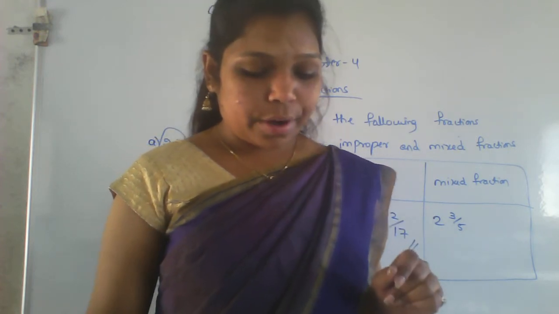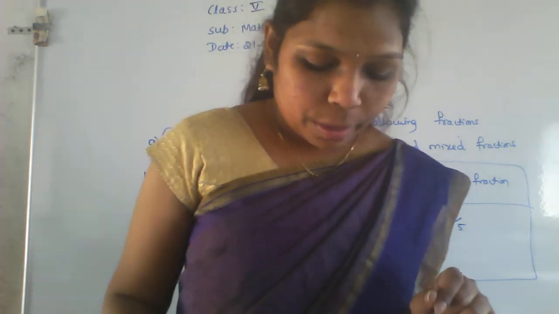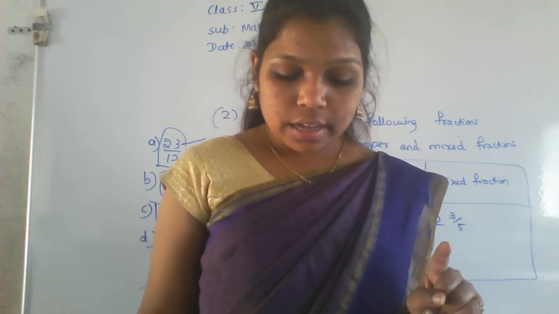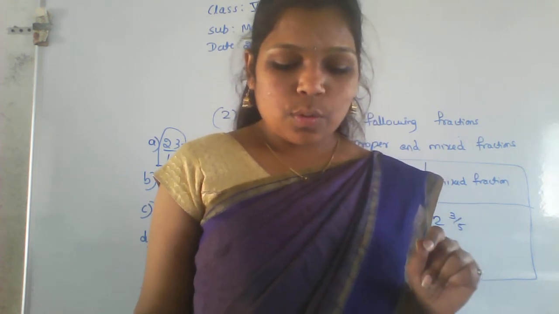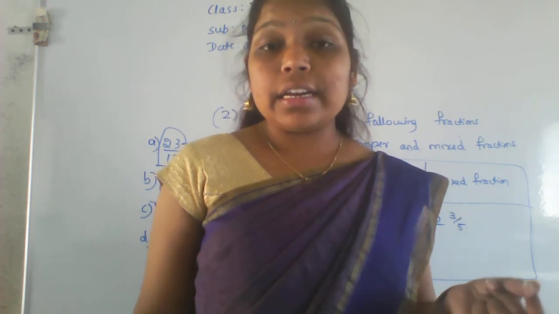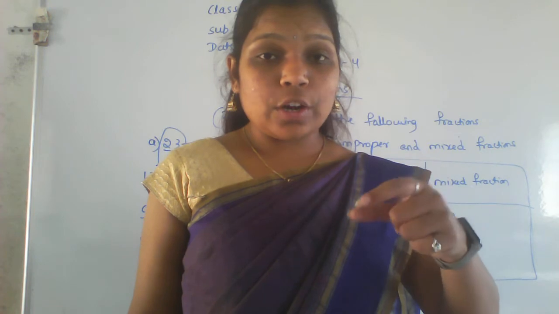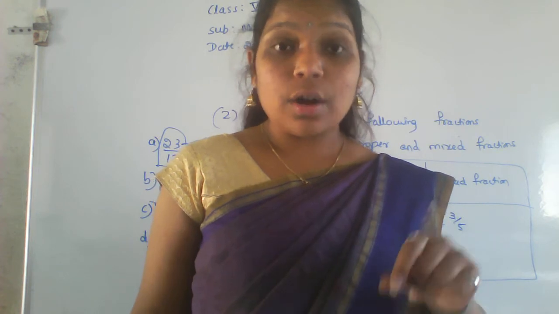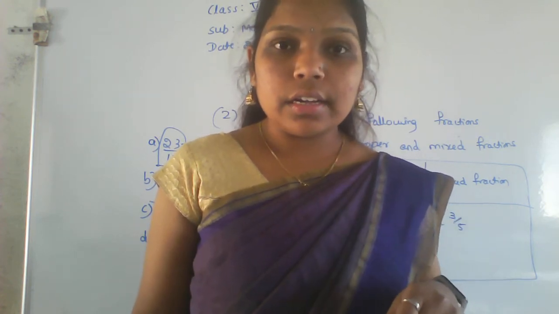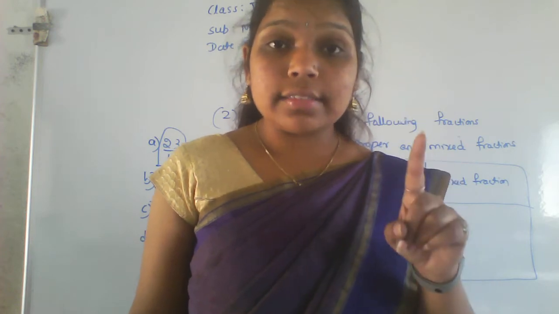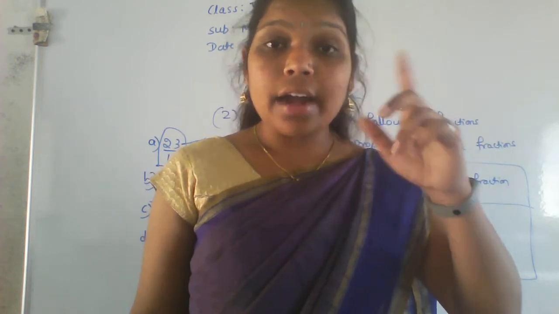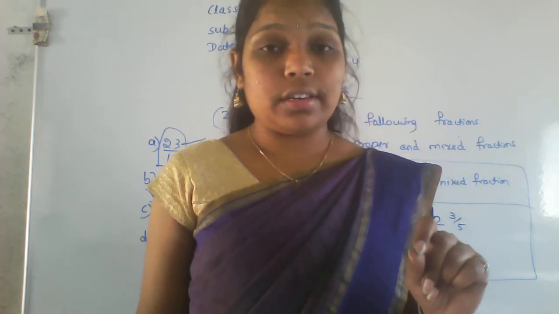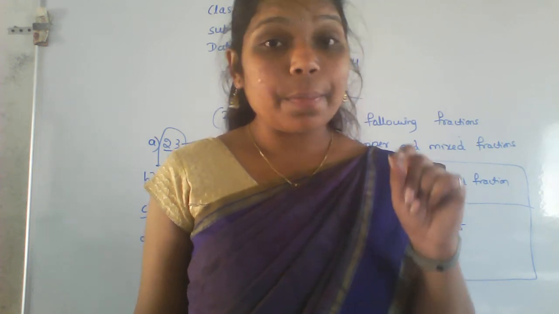Next, the third point. When the only common factor between the numerator and denominator is 1, the fraction is said to be in its lowest term. See here, 2 by 3: 2 is the numerator and 3 is the denominator. What is the common factor between 2 and 3? Only 1. So if only 1 is the common factor between the numerator and denominator, that is called the lowest form of a fraction.